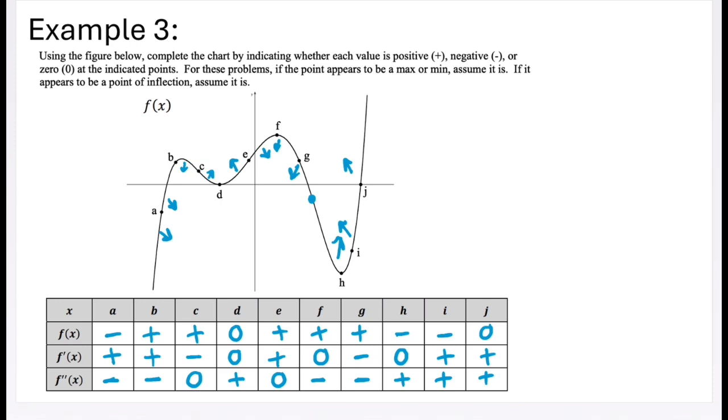When you're looking at the second derivative, you're looking at concavity. So if it's concave down, it's going to be negative. If it's concave up, it's going to be positive. And if it's a place where the concavity changes from down to up or up to down, it's going to be a point of inflection. So the second derivative is going to be 0 at those particular places.